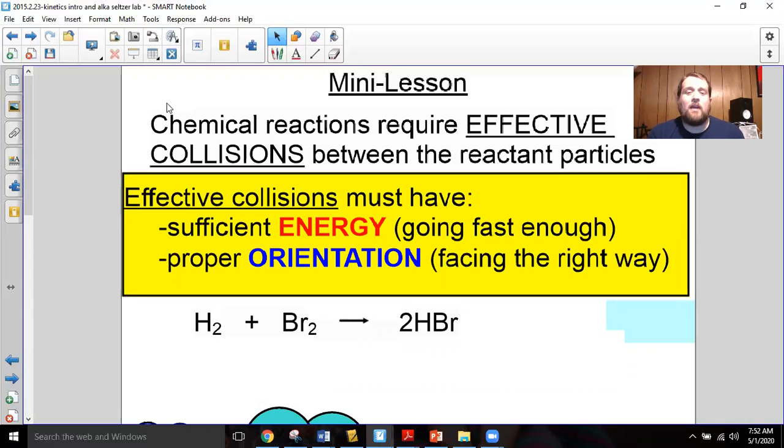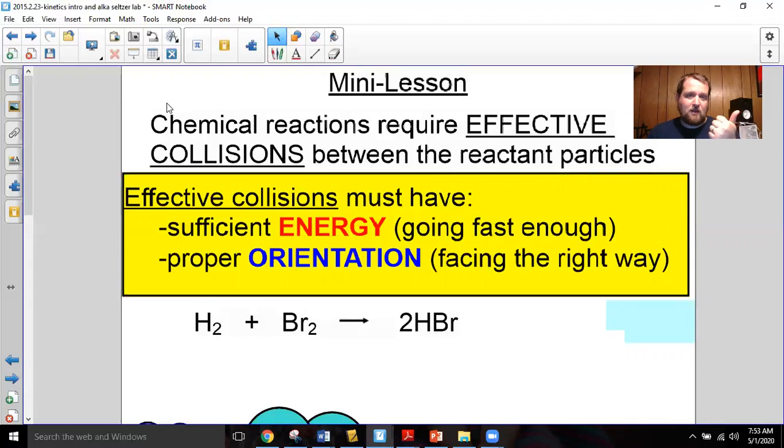So first of all, for chemicals to actually react with each other, they have to come into contact. And we know that those chemicals are made out of particles. And when they come into contact, they need to collide with each other in an effective way. So in order for these collisions to be effective and have a reaction actually happen, first you need sufficient energy, meaning the particles need to be going fast enough to break the old bonds. In a chemical reaction, you make a new substance, you break the old bonds, and then you make new bonds. So if when the particles collide, they're not moving fast enough to break the old bonds, nothing happens.